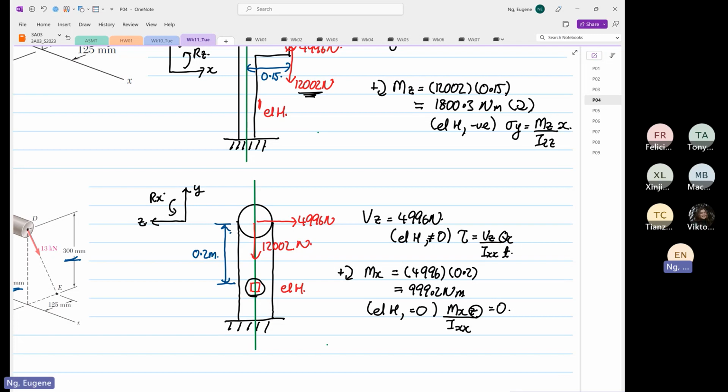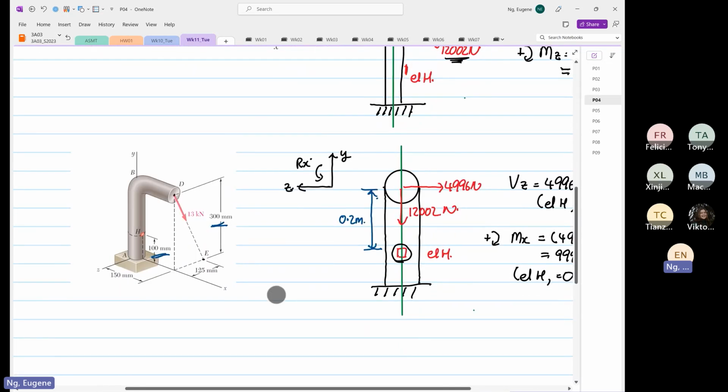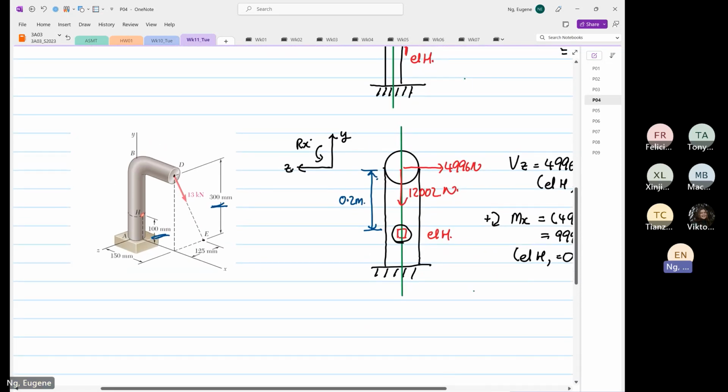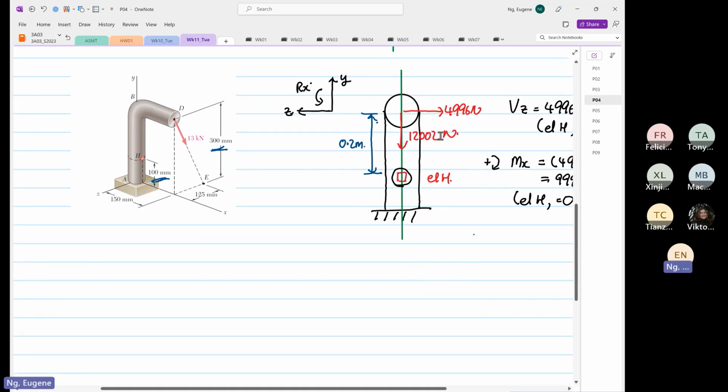So anything else? No, we don't. I don't see anything else that we should be seeing. Okay, then we have to draw our last view. So now the last view we're going to look at is on the XZ plane.